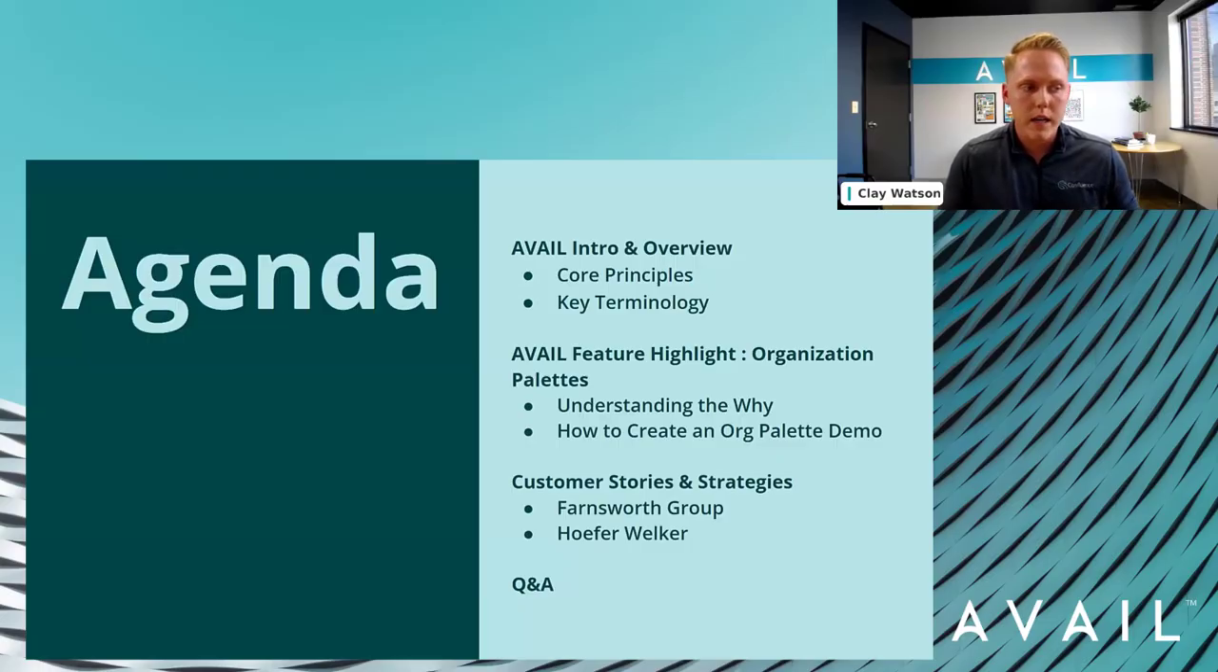I'm going to give you an explanation around the why, and talk about how palettes, the core feature, evolved into this organization level feature. We're going to talk a little bit about what that means, the differences between a personal palette and an organization palette, and then show you how a user or a publisher in this case would actually create an organization palette and share that with a team or group in Avail.